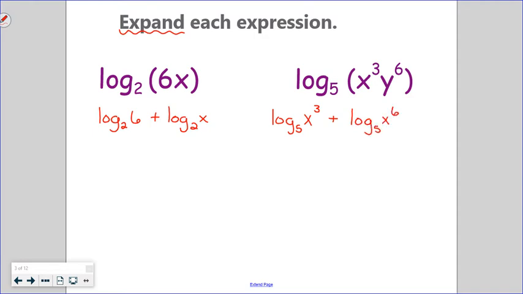y to the sixth. The next layer in expanding is that we don't get to leave any exponents. So if we have any exponents, now all of those will slide out front of our logarithms and become constant multipliers. So it would become 3 times log base 5 of x plus 6 times log base 5 of, oops, that should be a y. Y.